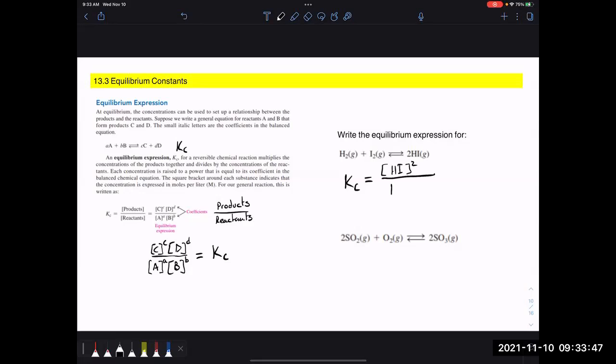And then for our denominator, our reactants, H2 and I2. Since their coefficients are 1, we raise them to the power of 1, but anything to the first power is itself.